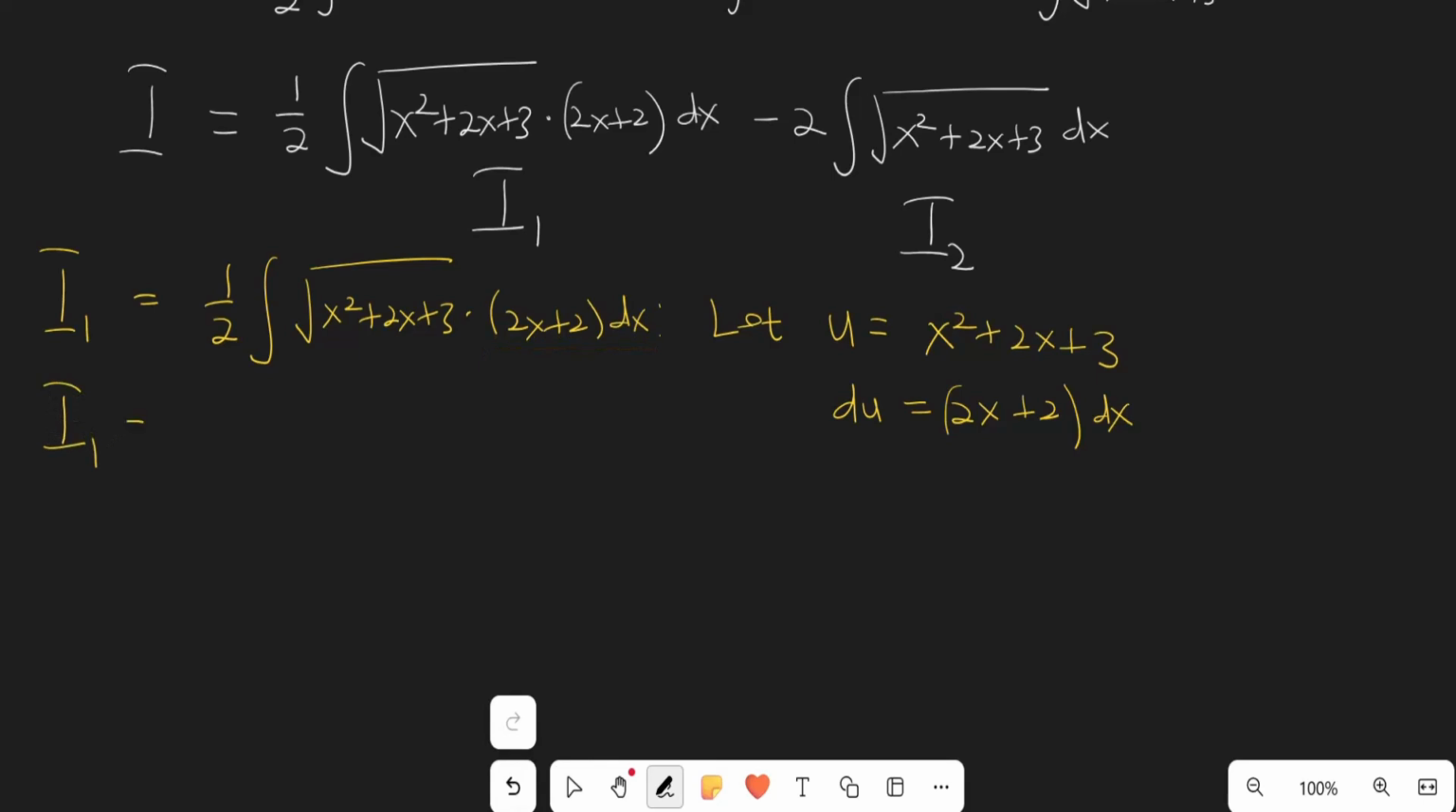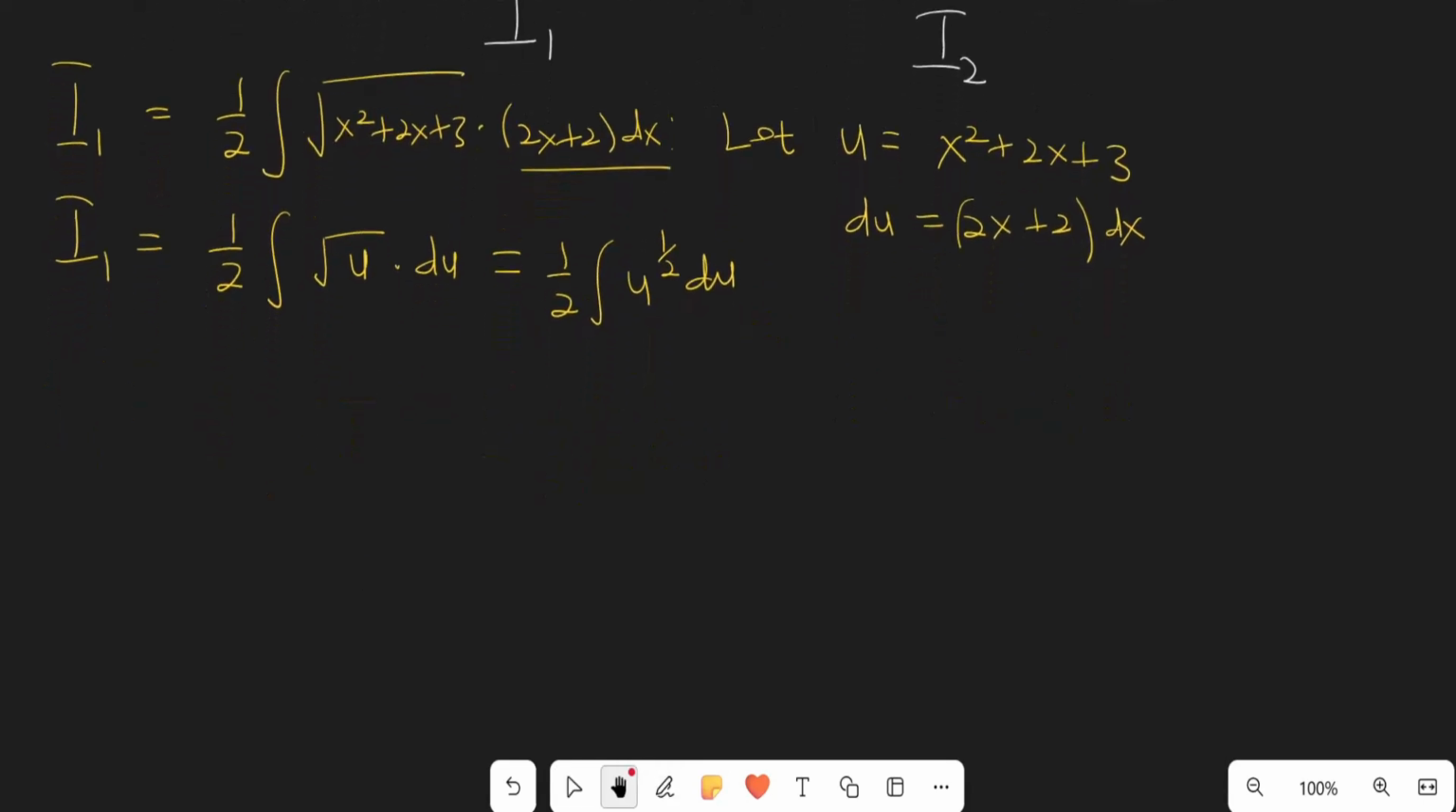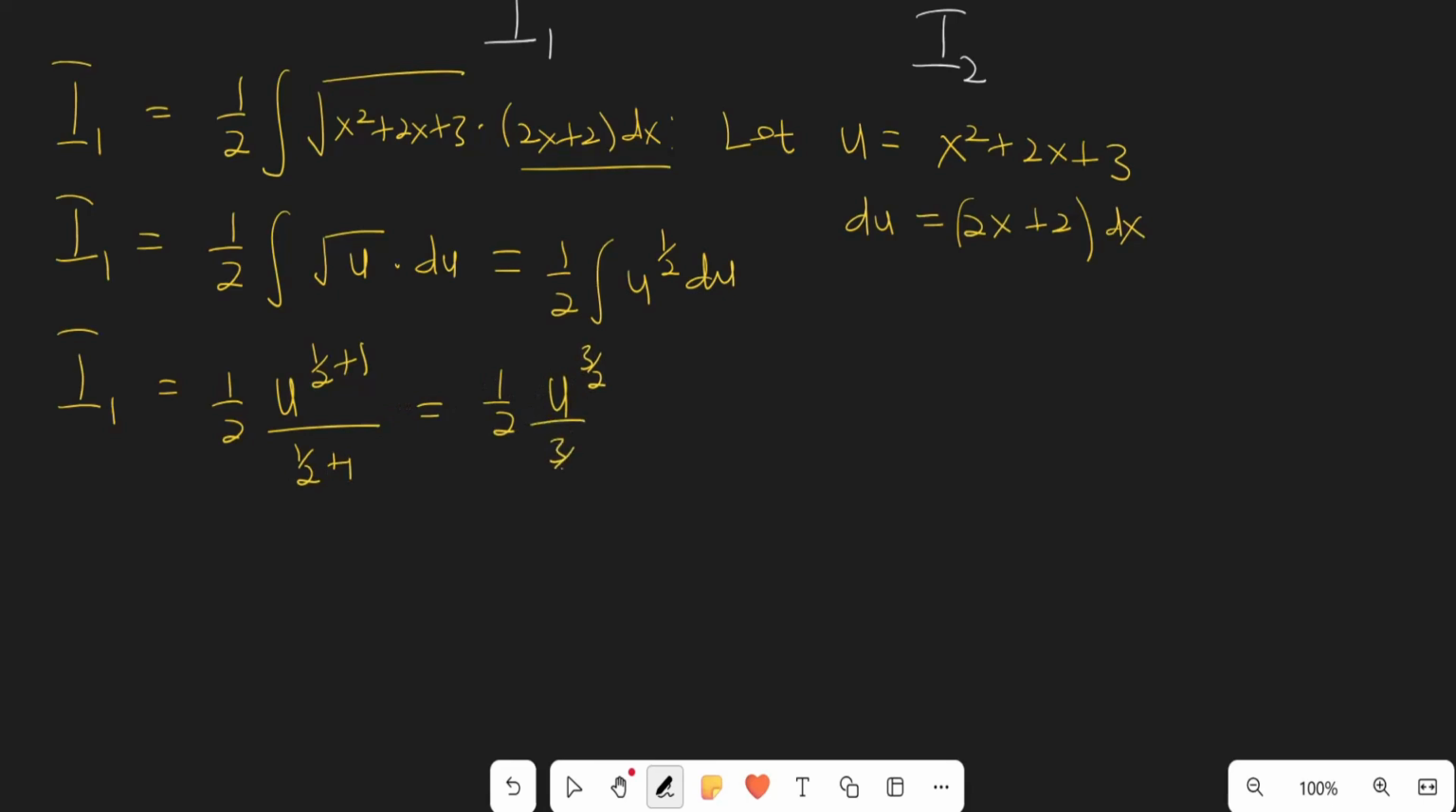So our integral in the u world is I1 equal to 1/2 the integral of the square root of u du. That's very easy now. So this is 1/2 the integral of u raised to the power 1/2 du. Cool stuff. So I1 is 1/2. Integrating this is u raised to the power 1/2 plus 1 all over the new power 1/2 plus 1, which is equal to 1/2 u raised to the power 3 over 2 all over 3 over 2. This is 1/2 multiplied by the reciprocal of 3 over 2, which is 2 over 3, u raised to the power 3 over 2.